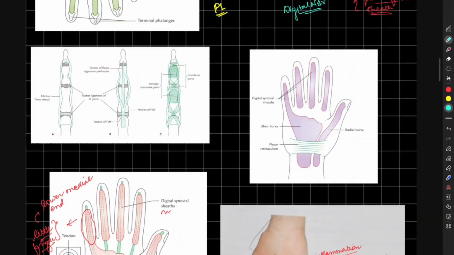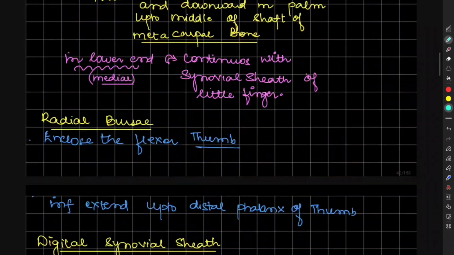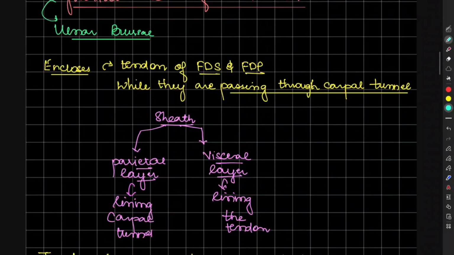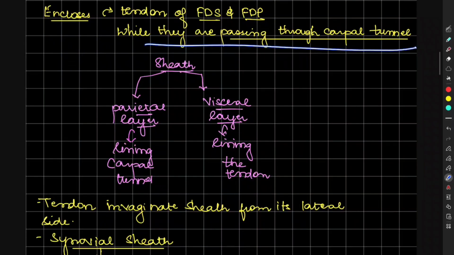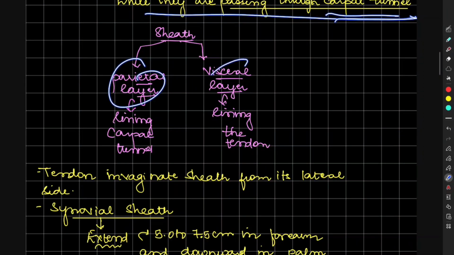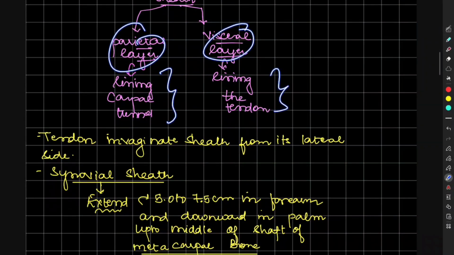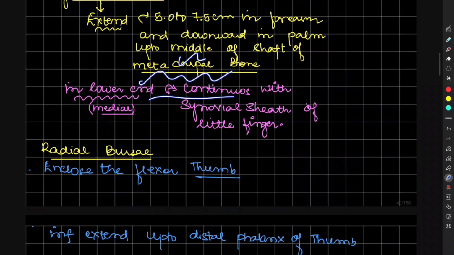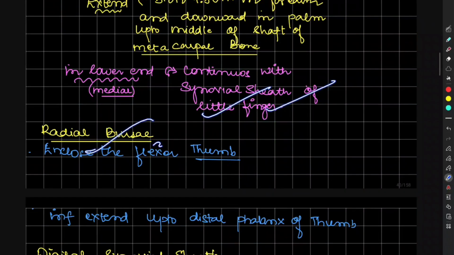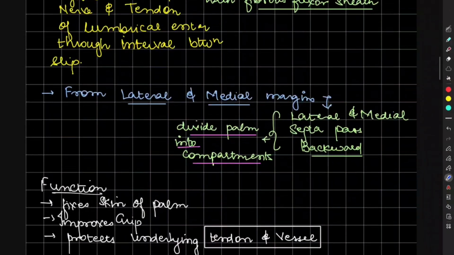If I repeat the 5 points, if we read the text of the ulnar bursa: the ulnar bursa encloses the tendons of the flexor digitorum superficialis and profundus while they are passing through the carpal tunnel. The sheath has a parietal layer and a visceral layer, lining the carpal tunnel and lining the tendons. The synovial sheath extends 5 to 7.5 centimeters in the forearm and downwards up to the middle shaft of the metacarpal bones. In the lower end, that is the medial lower end, it is continuous with the digital synovial sheath of the little finger.